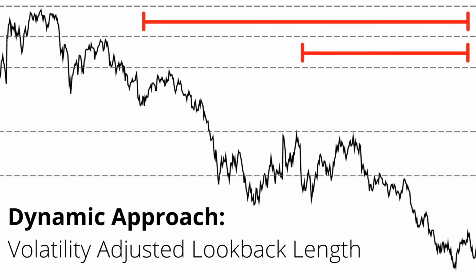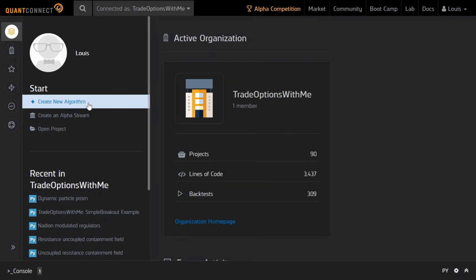So to quickly recap, the strategy that we're going to implement is a simple breakout strategy that dynamically changes its lookback length. Furthermore, it uses a trailing stop loss to protect against potential losses. With that being said, let's head over to the QuantConnect platform and actually start writing some code.